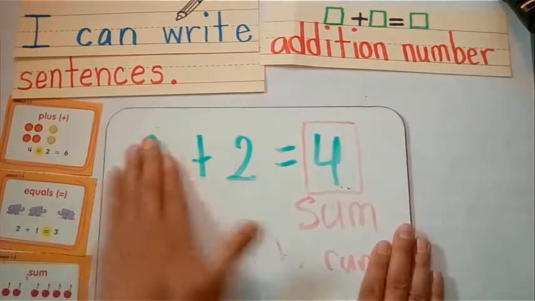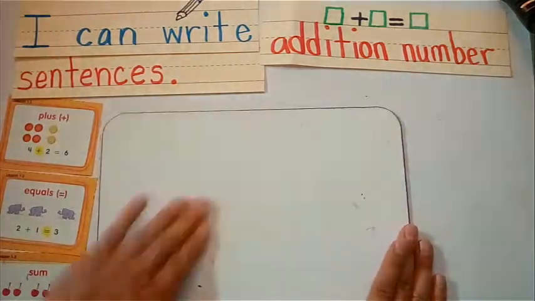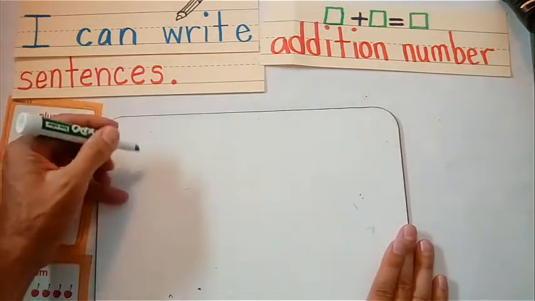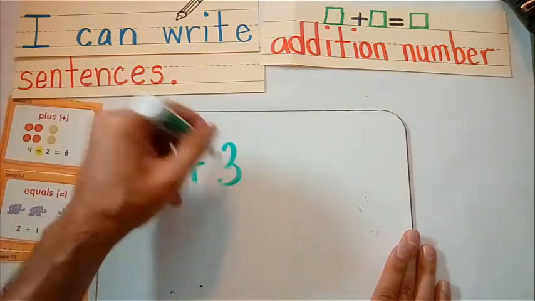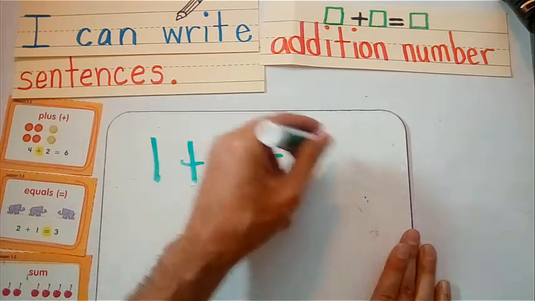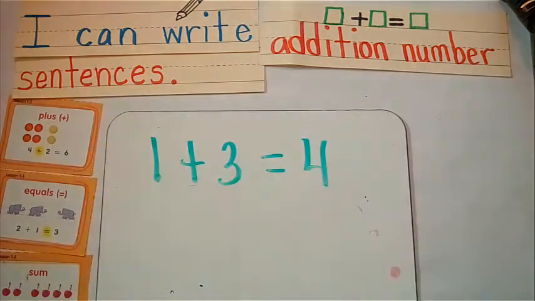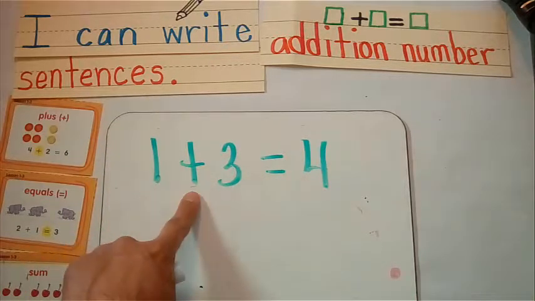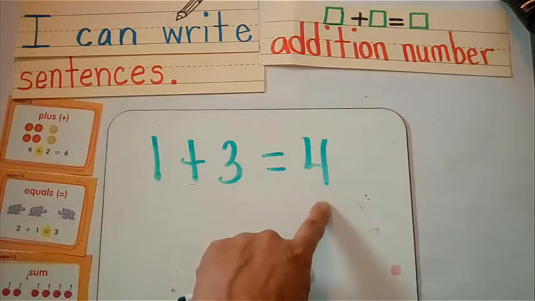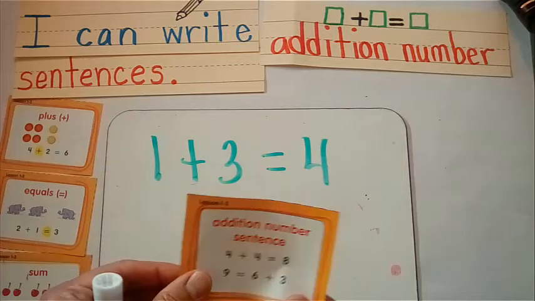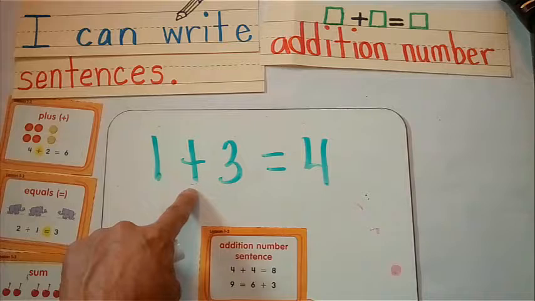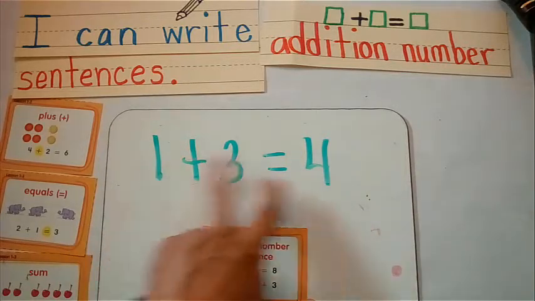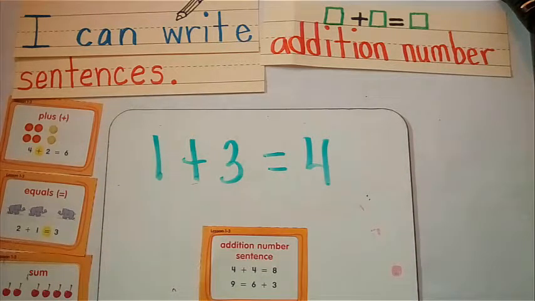Now it's your turn. See if you can read this sentence. Ready? Can you read that? Let's see, read it. 1 plus 3 equals 4. Great job. You just read an addition number sentence because it has a plus and equals, the parts and the whole. Great job.